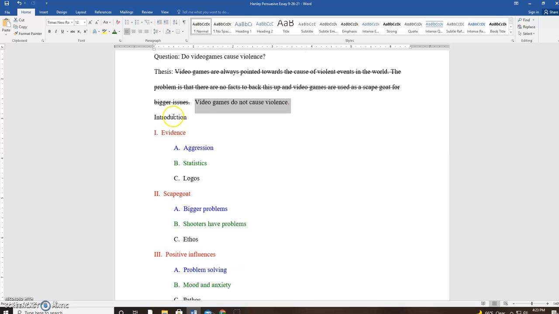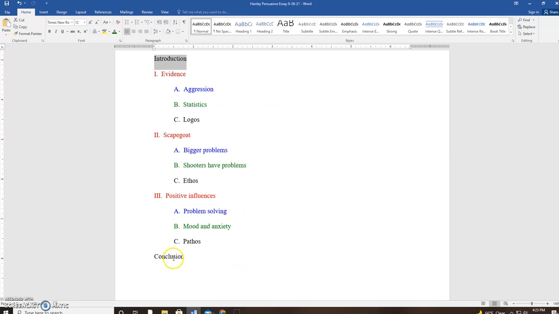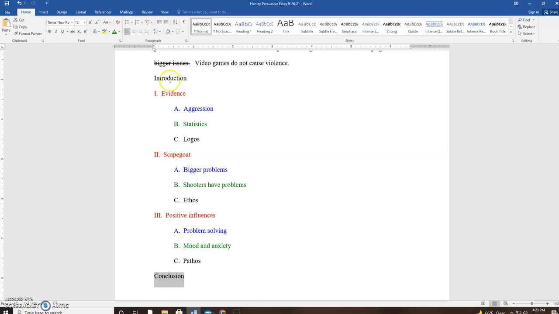Also notice I included the words introduction and conclusion on the outline because they are just placeholders. No actual paragraphs will appear on the outline, just these two words as placeholders. Because remember, the outline is telling me how many paragraphs you plan to have and what those paragraphs are. Introduction, a subtopic paragraph on evidence, one on scapegoating, one on positive influences, and one on conclusion.